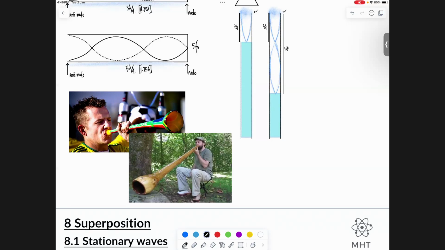If there was a node at the open end, we wouldn't hear anything? Yes, if there was a node at the open end, what would you hear? Nothing, okay, in theory. But in practice, no, because perfect destructive interference is not normally possible.